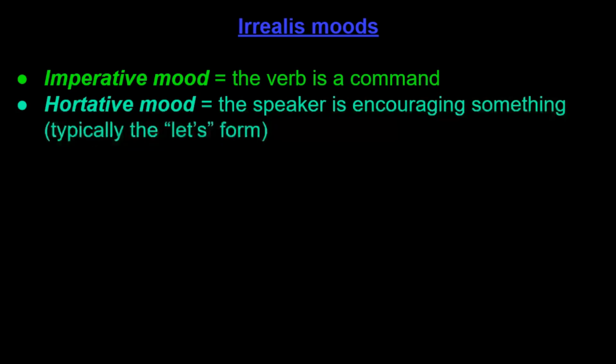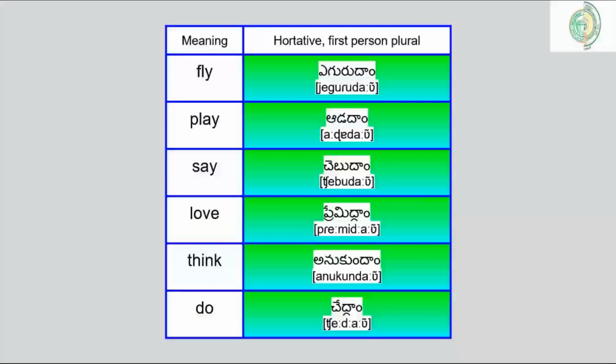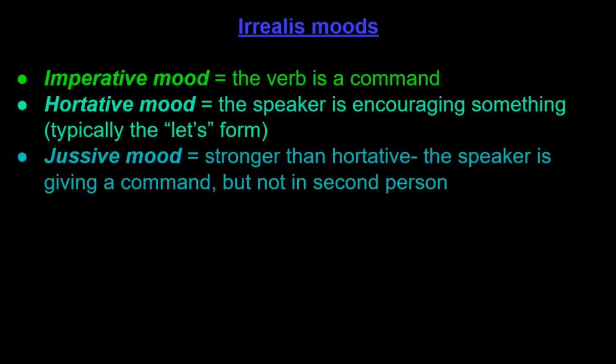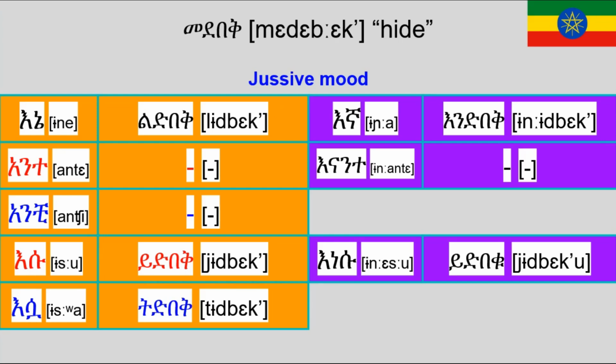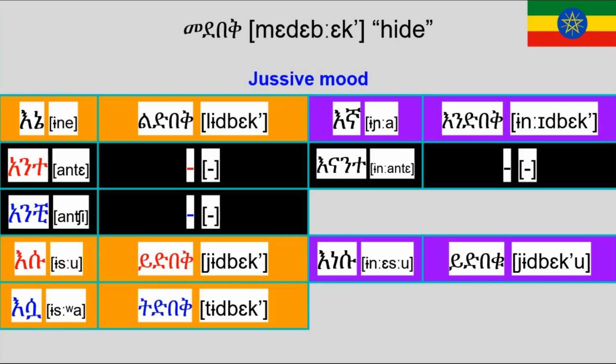Speaking of which, in languages where the let's form doesn't match the imperative, it takes a different name, the hortative mood, which means the speaker is encouraging something. Telugu has it, the suffix is dam. And there's another variety of this. It's used for more direct commands than the hortative, but only when not using second person. This is called the jussive mood, and Amharic has it in these forms. As you can see, there's no second person.